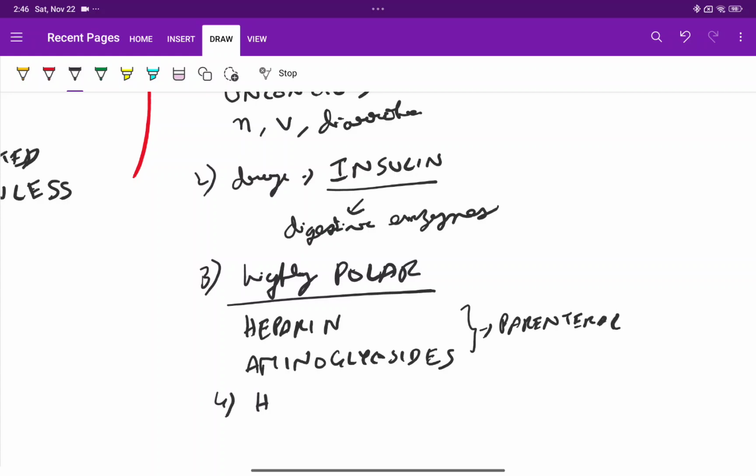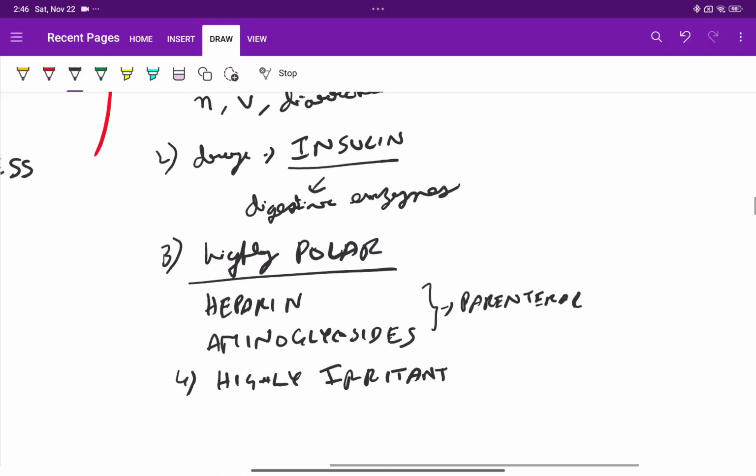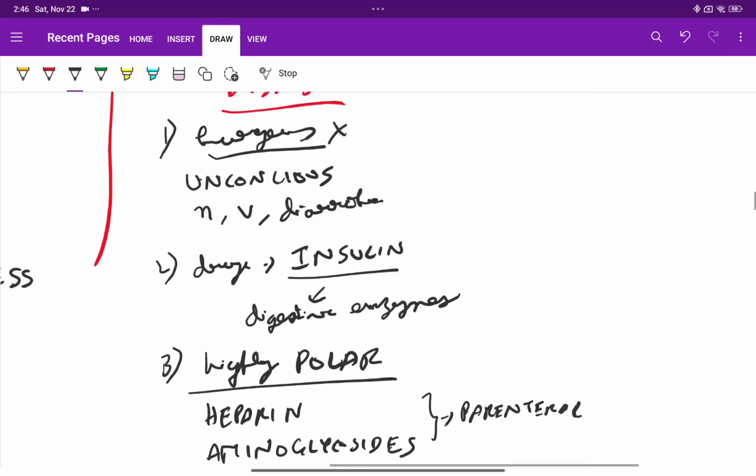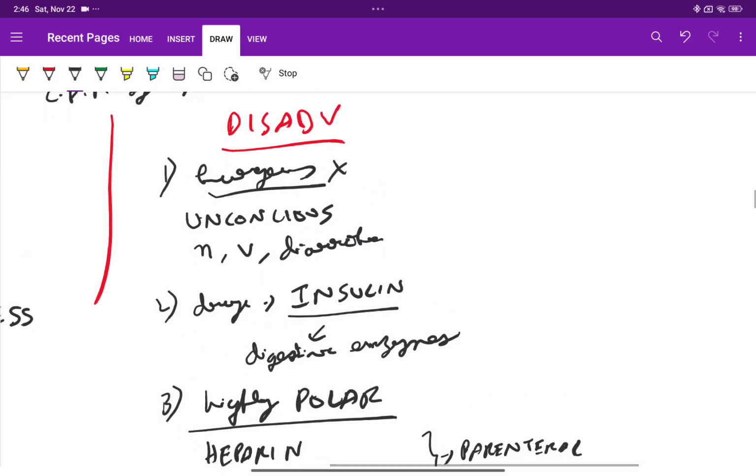And highly irritant drugs cannot be given through the oral route. Example: anti-cancer drugs. Okay, these can't be given by the oral route. These are the disadvantages of the oral route.